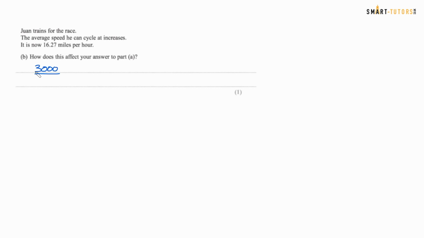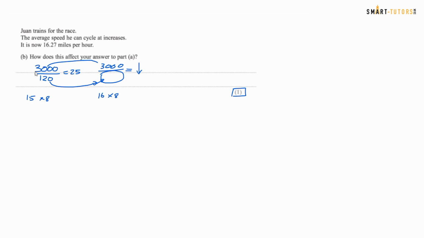Previously, he cycled 15 miles per hour and 15 times 8 gives 120 and the answer is 25. And now what's going to happen? 3000 over, so now it's going to be 16 times 8, so the denominator is going to be a bigger number compared to 120. So the same numerator, but the denominator is getting bigger. So the final answer is going to be lower than the 25.